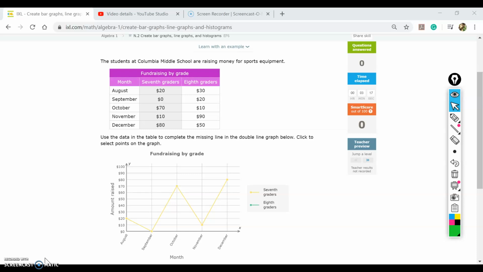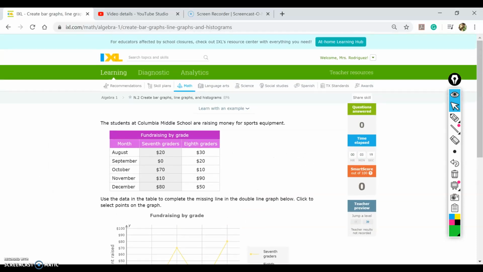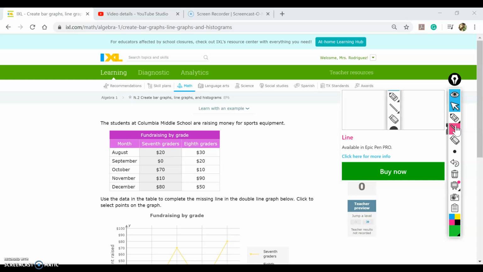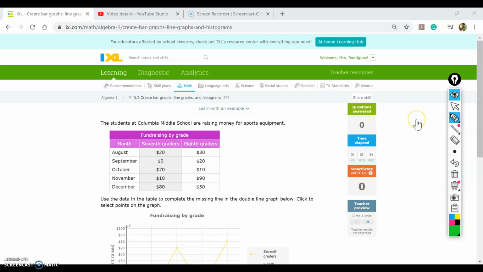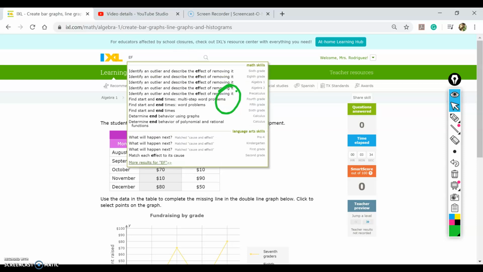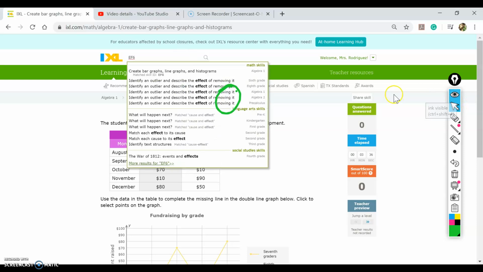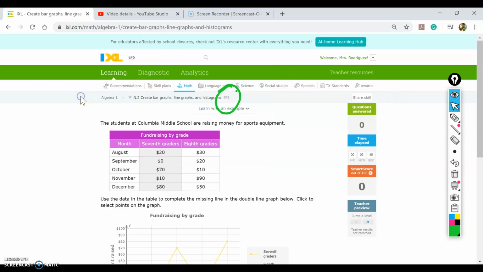And this skill, if you don't know how to get there, just make sure that you type on the search bar right here. It's the skill EF6. So it's right here. You just go to the top here and you type EF6. And you're going to click on the first skill you see here, right there. I'm already there, so I'm just going to stay here. So I will do this one.